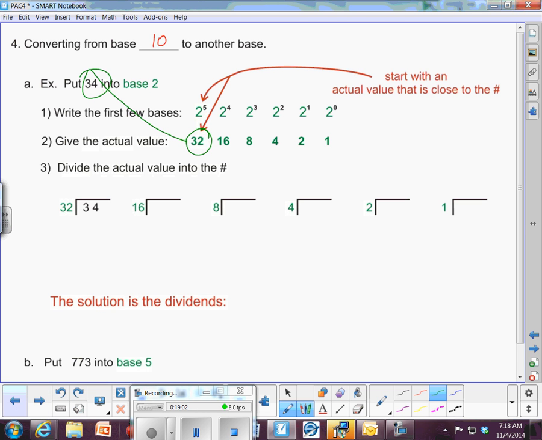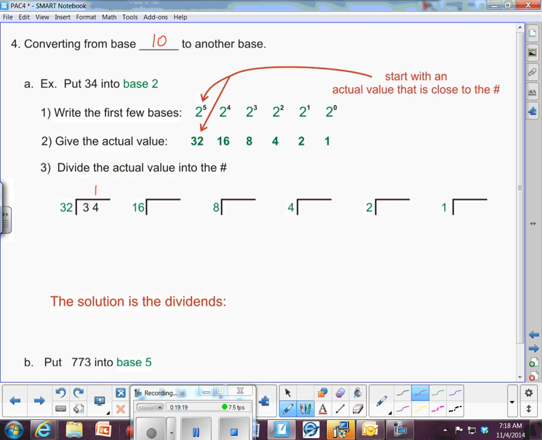Take your 32 and you're dividing it into the 34. So that's right here, right? And that's how you start. Okay, we all know how to divide 32 into 34. I'm going to do this in red. We all know it goes in one time.